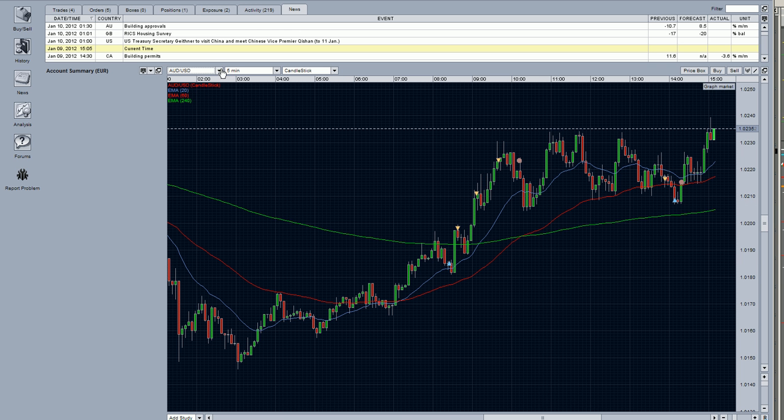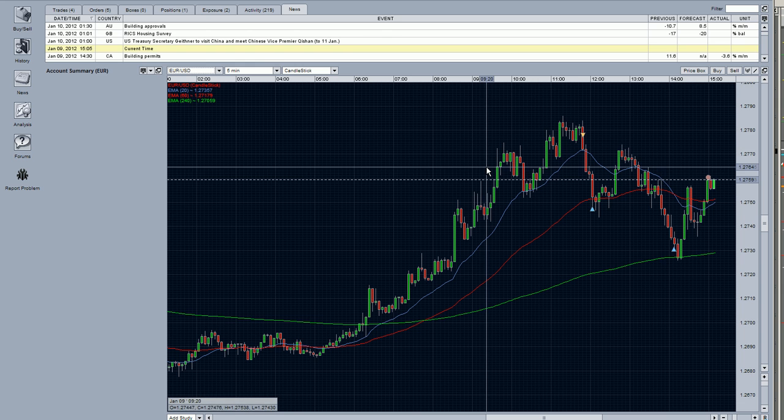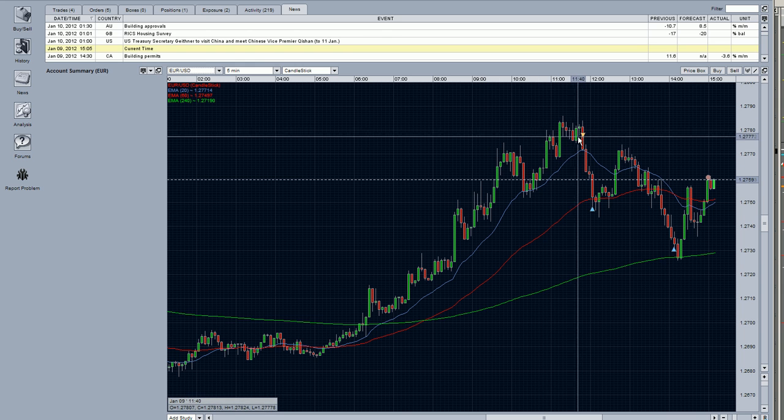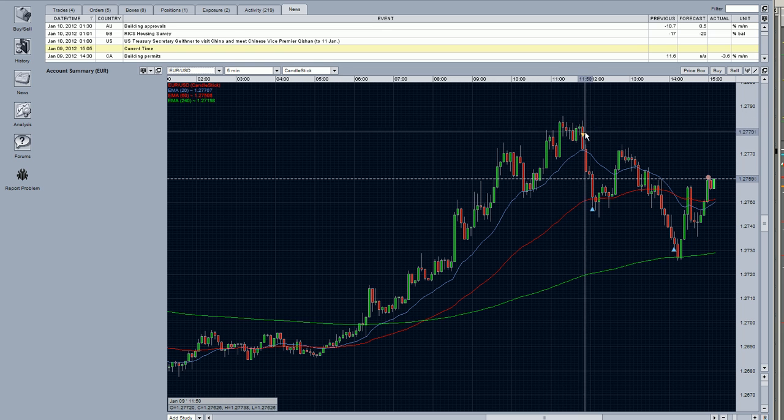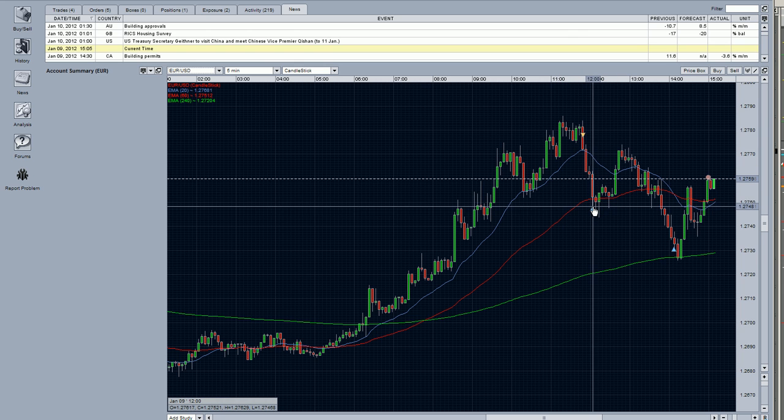Now that is the Aussie dollar. I'm looking here for the euro dollar. Here we go. As I said, I took a short here when I saw momentum here to the upside stalling a bit, and I took off half my position here.